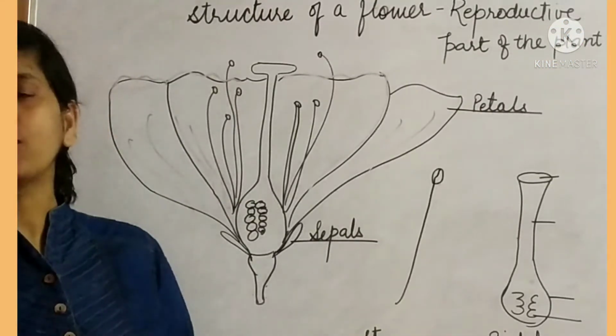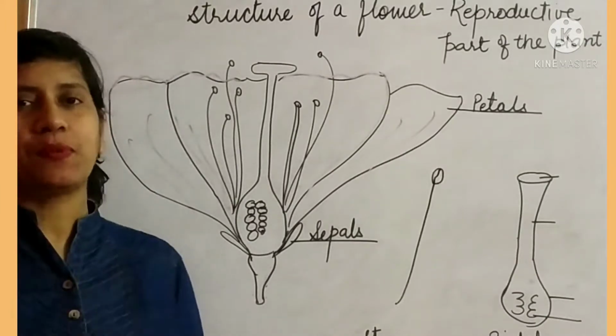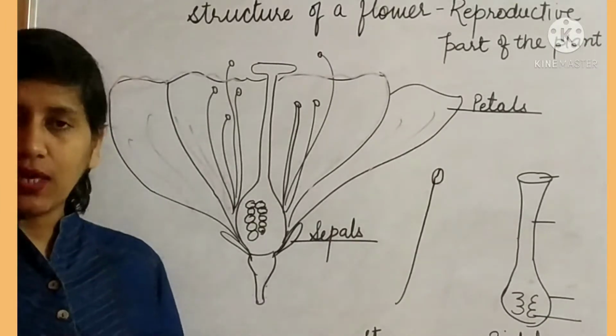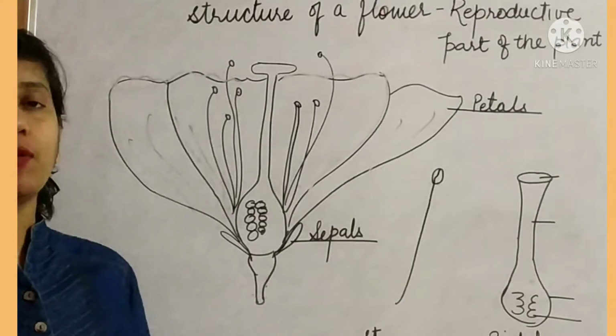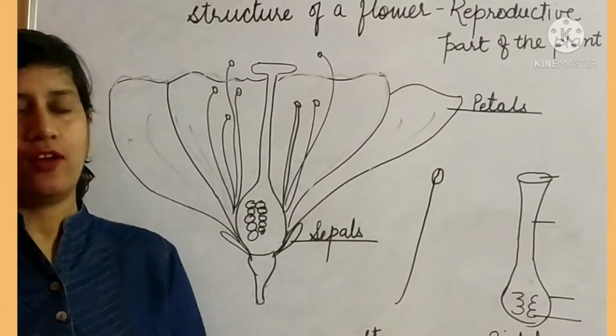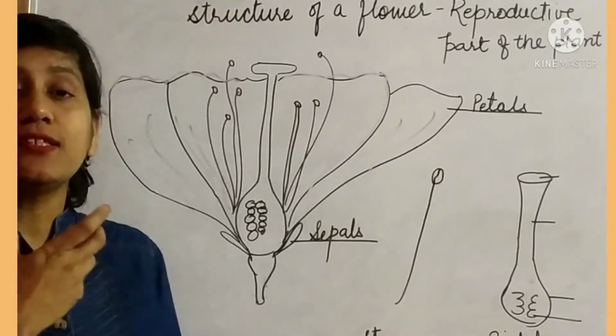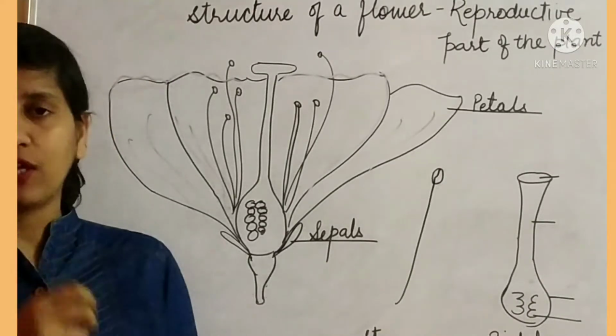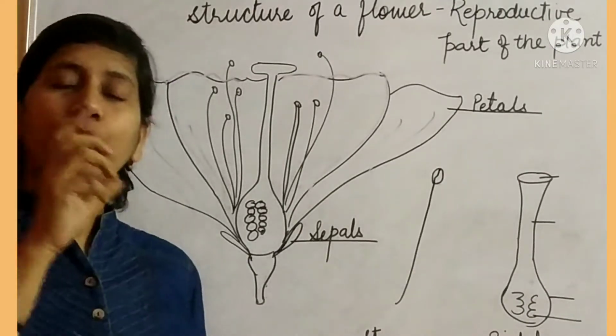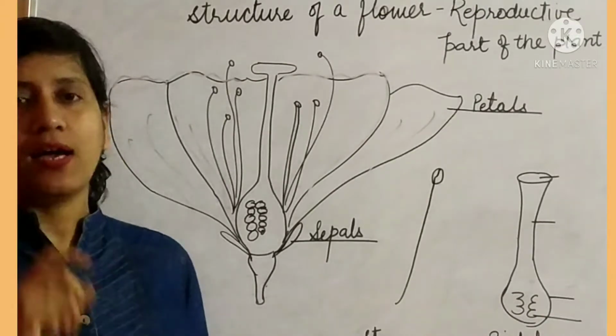So today we are going to see how fertilization takes place in a flower. But before fertilization, we must know the structure of a flower. What is present in a flower, and in science, what is a flower? So a flower is the reproductive part of a plant.